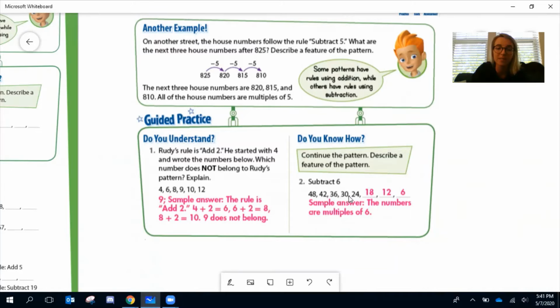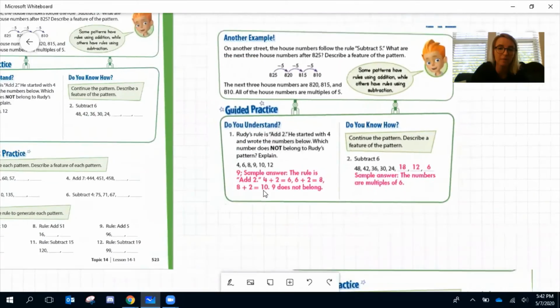36 minus 6 is 30. 30 minus 6 is 24. 24 minus 6 is 18. 18 minus 6 is 12. And 12 minus 6 is 6. So a feature of this pattern is that the numbers are multiples of 6. The other thing you could say is that they're all even. So those are just some examples of features.